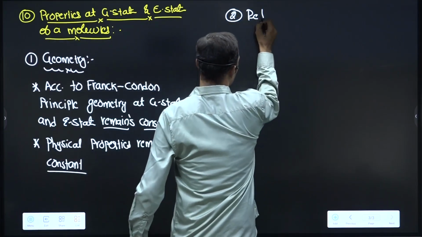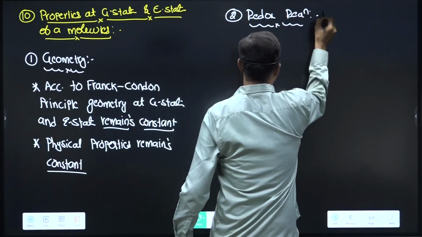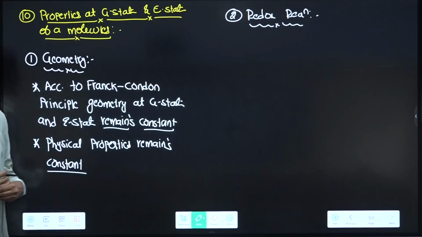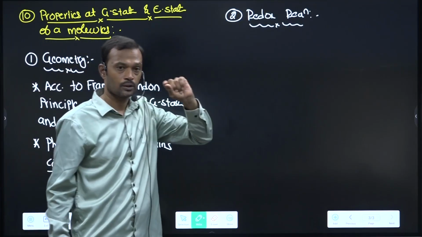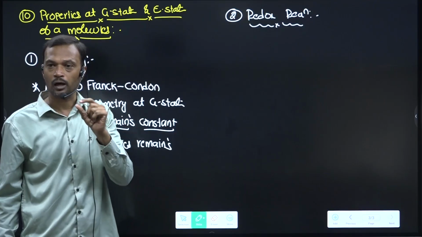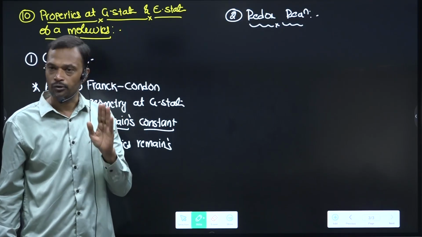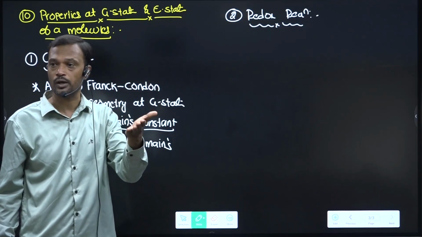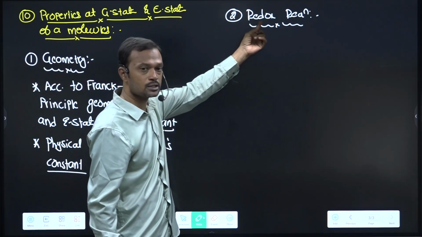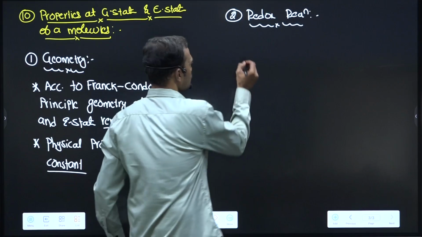Next, a chemical reaction, redox reaction. What is a redox reaction? Oxidation and reduction. See, when you take any ground state molecule and excited molecule, the excited molecule has a high tendency to be involved in redox reactions as compared to the ground state molecule. Every time an excited molecule can actively be involved in redox reactions as compared to the ground state. So redox reactions are possible at the excited state as compared to the ground state.